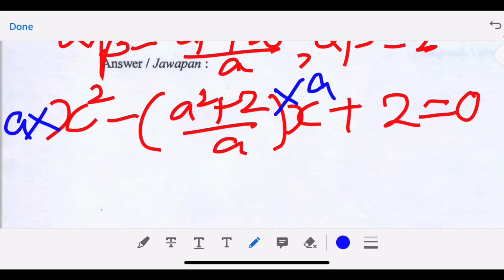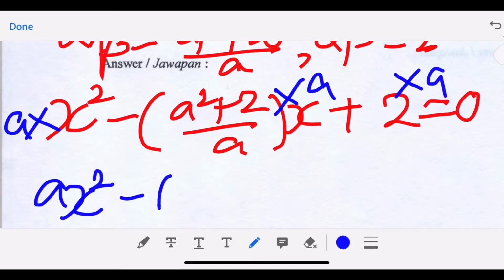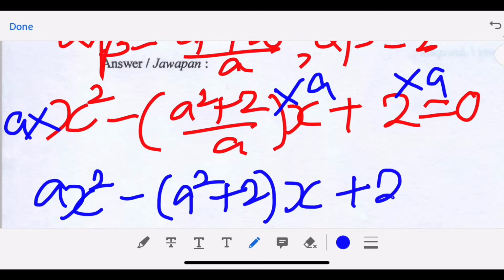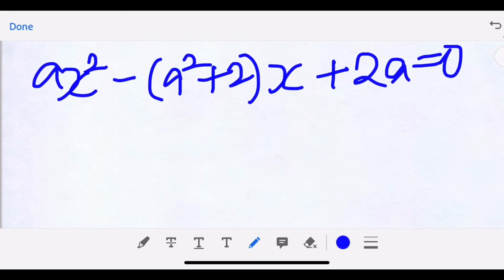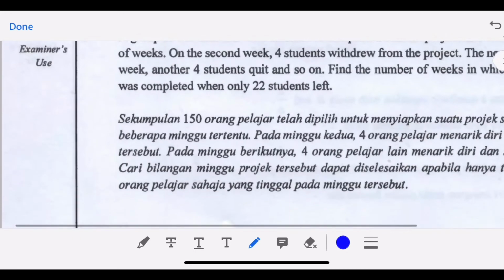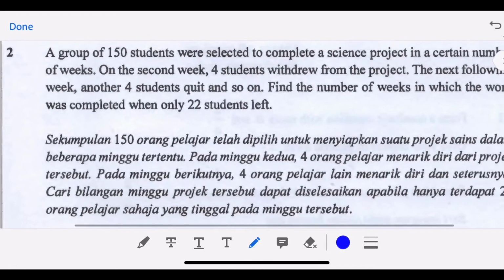So I will times the a, because the denominator is a, so I will times with the a. So I have ax squared minus (a squared plus 2)x plus 2a. Make sure you put bracket for a squared plus 2. That's the answer for the first one.